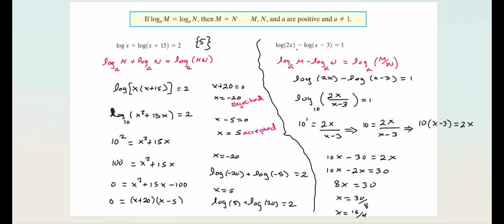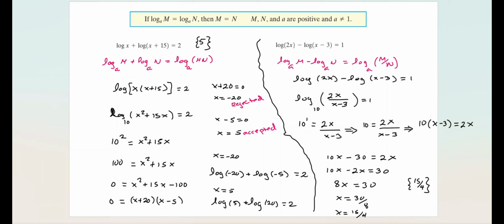So if we did everything correct, right, if we didn't miss any step, or sorry, we didn't make any mistake in the calculations, then this answer should be correct. So the answer here should be then 15/4. So here we got the solution of this logarithmic equation.